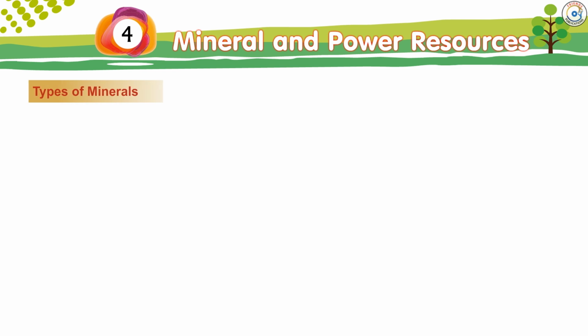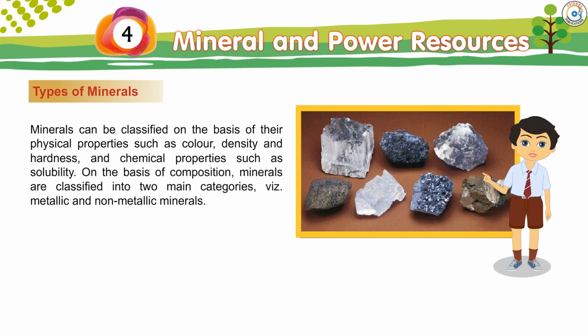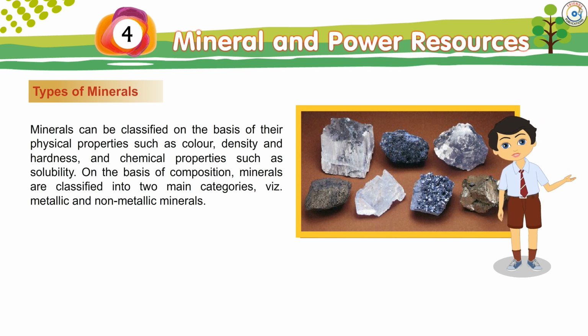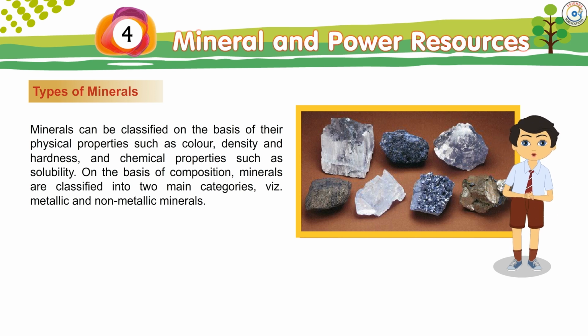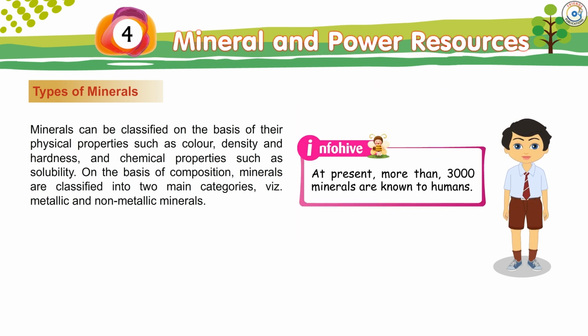Types of minerals. Minerals can be classified on the basis of their physical properties such as color, density and hardness, and chemical properties such as solubility. On the basis of composition, minerals are classified into two main categories, that is metallic and non-metallic minerals. Info-hive. At present, more than 3,000 minerals are known to humans.